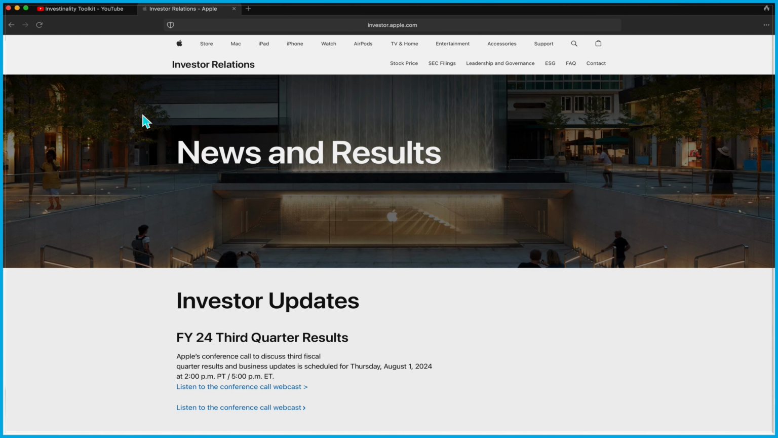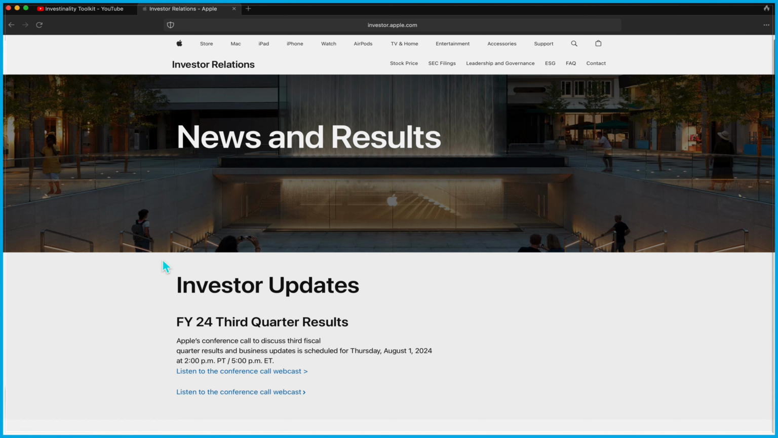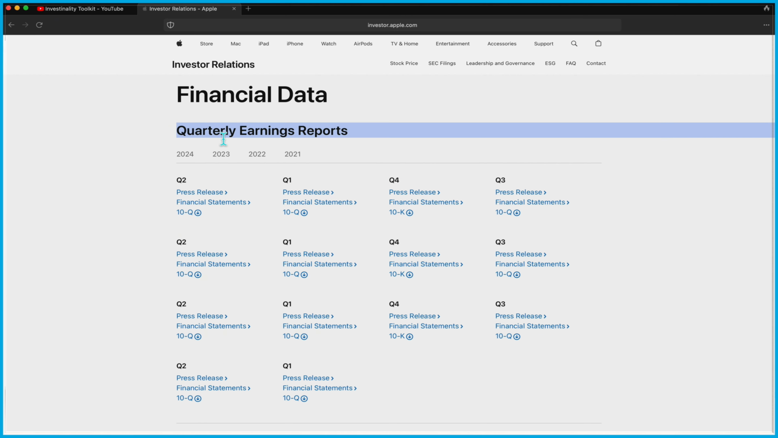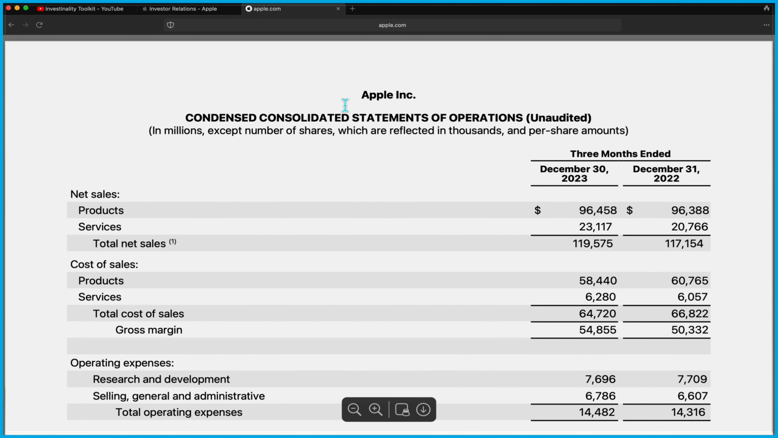Once we click on that, we can go down to Apple's financial data, and here we can see the quarterly earnings report. The most recent earnings report is Q2. However, given the values, I'm actually going to be going over Q1, which is a clear example of differing EPS values. Once we click on financial statements, we can see the Apple condensed consolidated statements of operations.